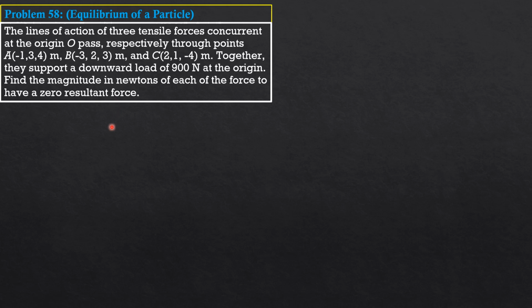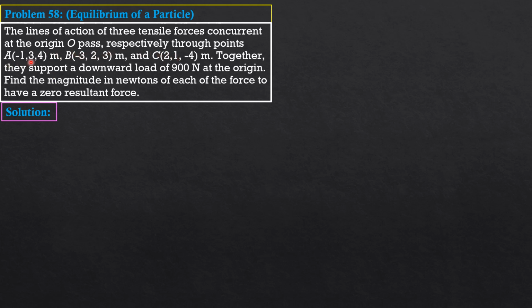Find the magnitude in newtons of each of the forces to have a zero resultant force. So it means that summation forces x is 0, y is 0, and z is 0. So I will represent each force in vector form. So take note that the starting point is the origin 0, and these are the terminal points.